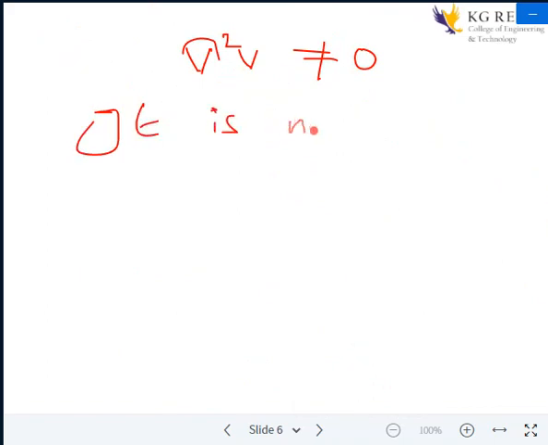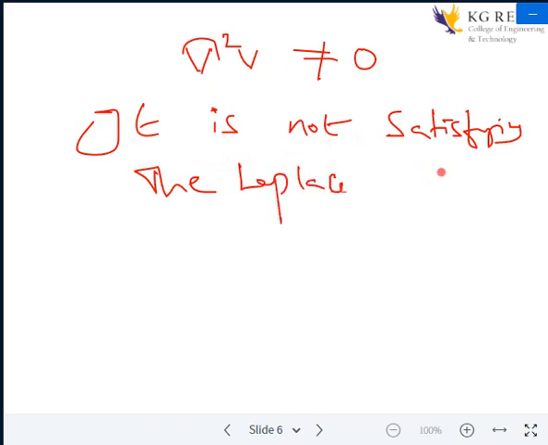So you can clearly write that del square of v is not equal to 0, so it is not satisfying the Laplace equation, because in the Laplace equation del square v should be equal to 0. So this is about the problem on the Laplace equation. We have done this for the Cartesian coordinate system. Okay, thank you.